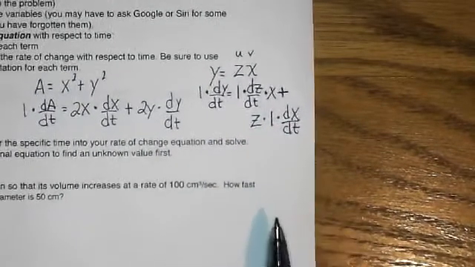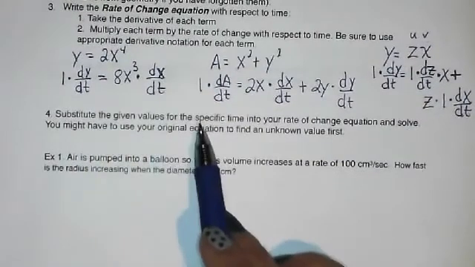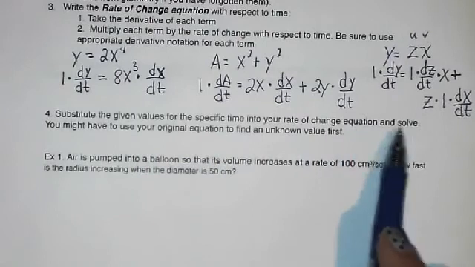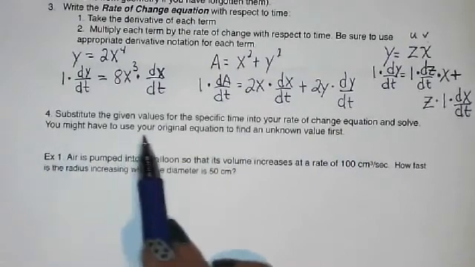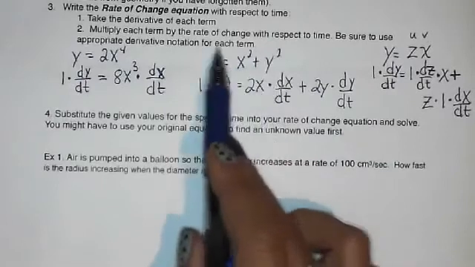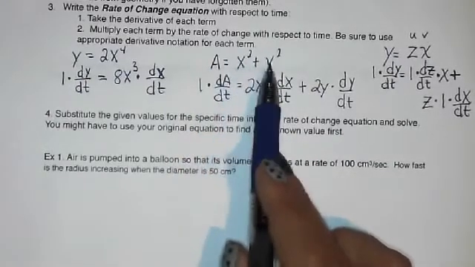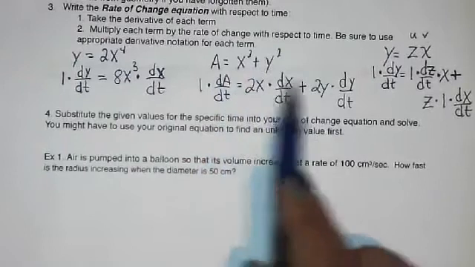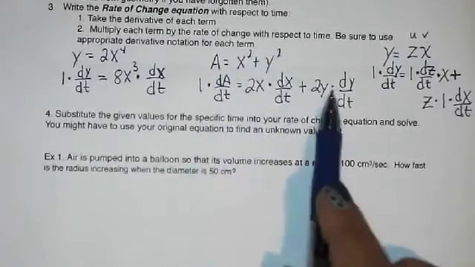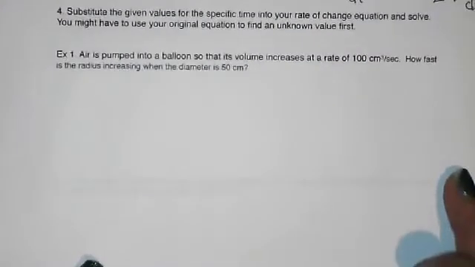All right, so after you've got your rate of change equation, now is when you substitute the given values for the specific time into your rate of change equation, and solve. And you might have to use your original equation to find an unknown value first, because say they give you the area and this x value, but you're going to need to know the y value to put into your rate equation. So you might have to come back here and do a little algebra first before you can plug everything in. So we're just going to do some examples now.